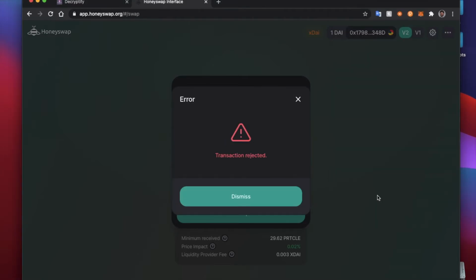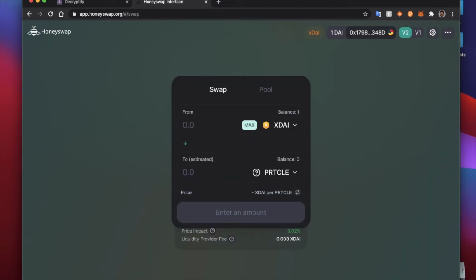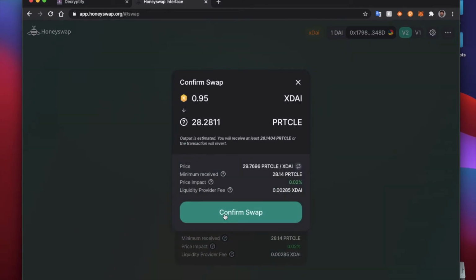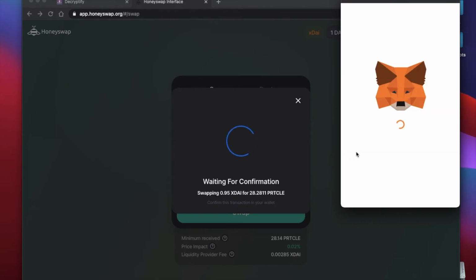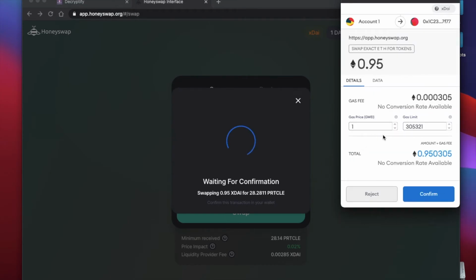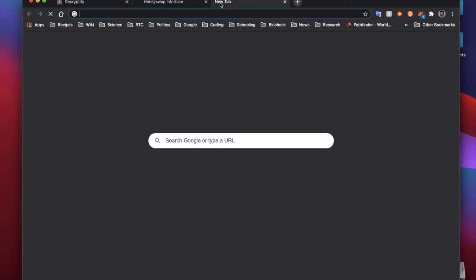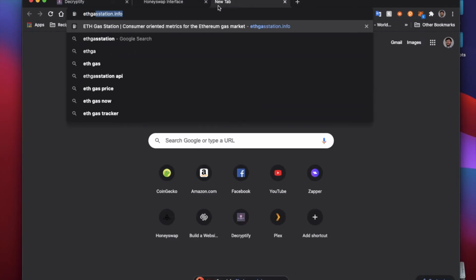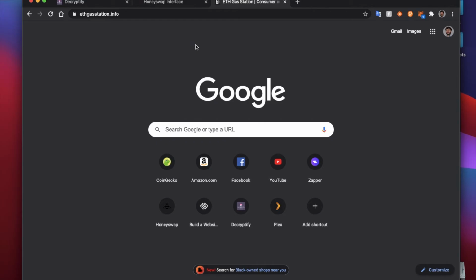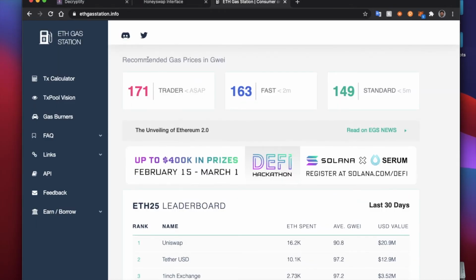So if we just go ahead and reject this, we could just trade 95 cents on the dollar. Now when we swap, we can confirm here. Now we're not getting an issue anymore because we have 5 cents to cover the ridiculously low gas fee on the XDAI network. So if we're talking about the gas fee on the Ethereum network, all we have to do is go to ethgasstation.info, and we'll be able to see these are the actual prices in GWEI.